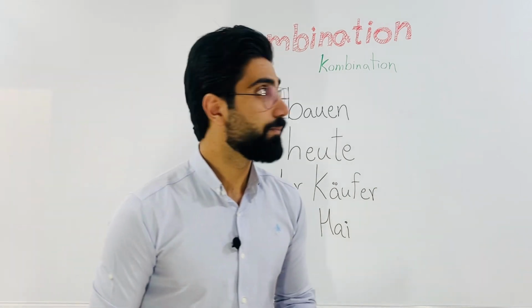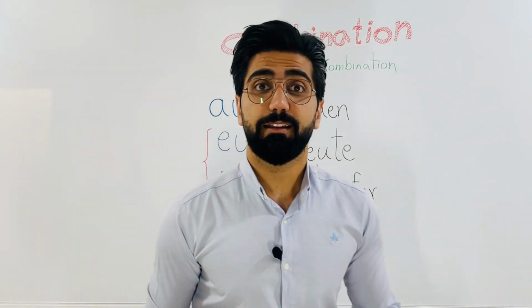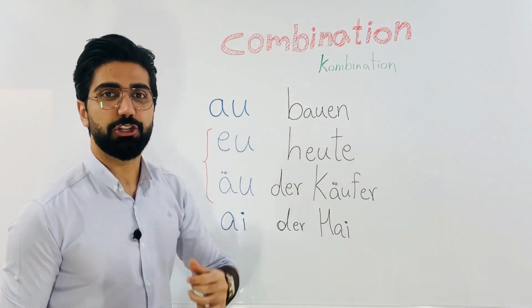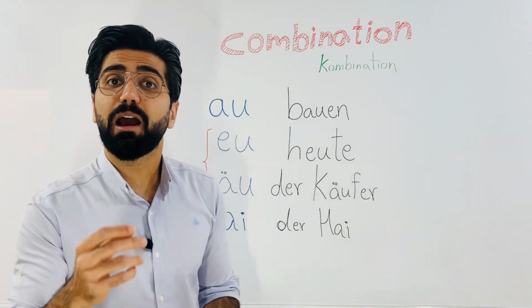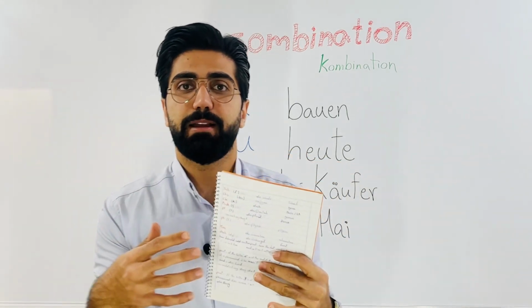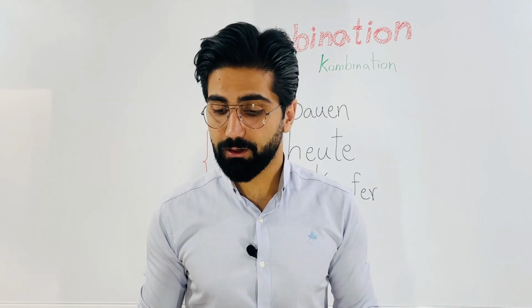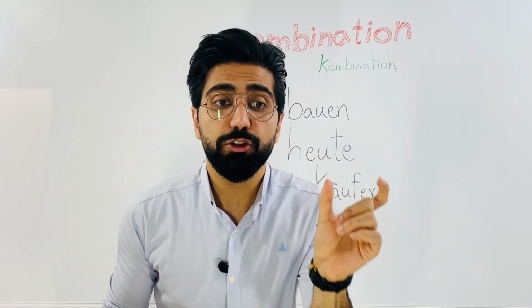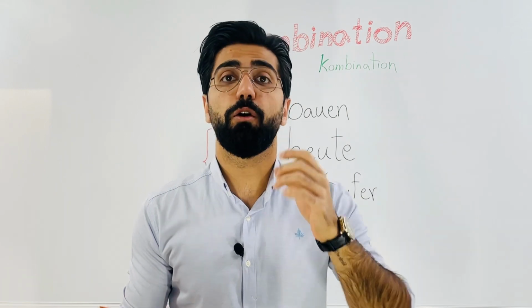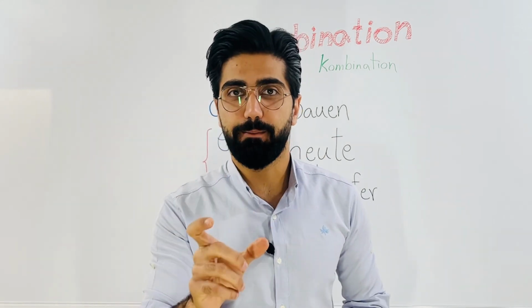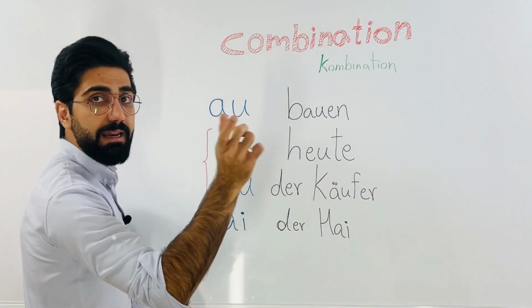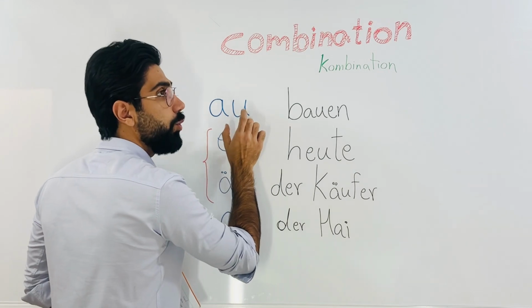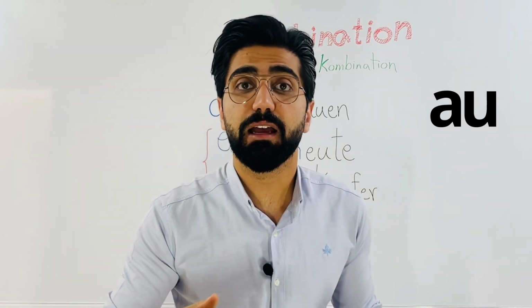Okay, now we're starting with the second part, combinations. What does it mean? There are some combinations between alphabets in the German language, and they produce a different sound than the single alphabets. Let's start. Here we have a combination between A and U. It sounds Au. Okay, repeat.